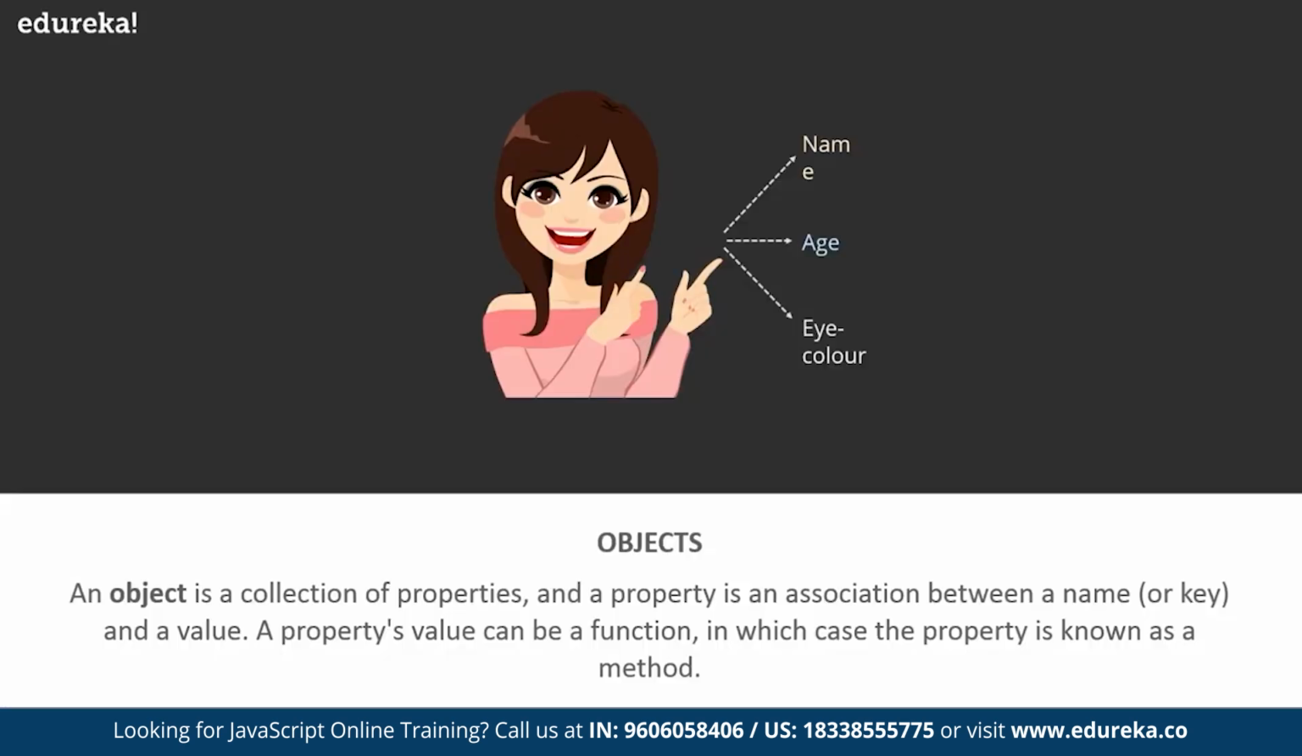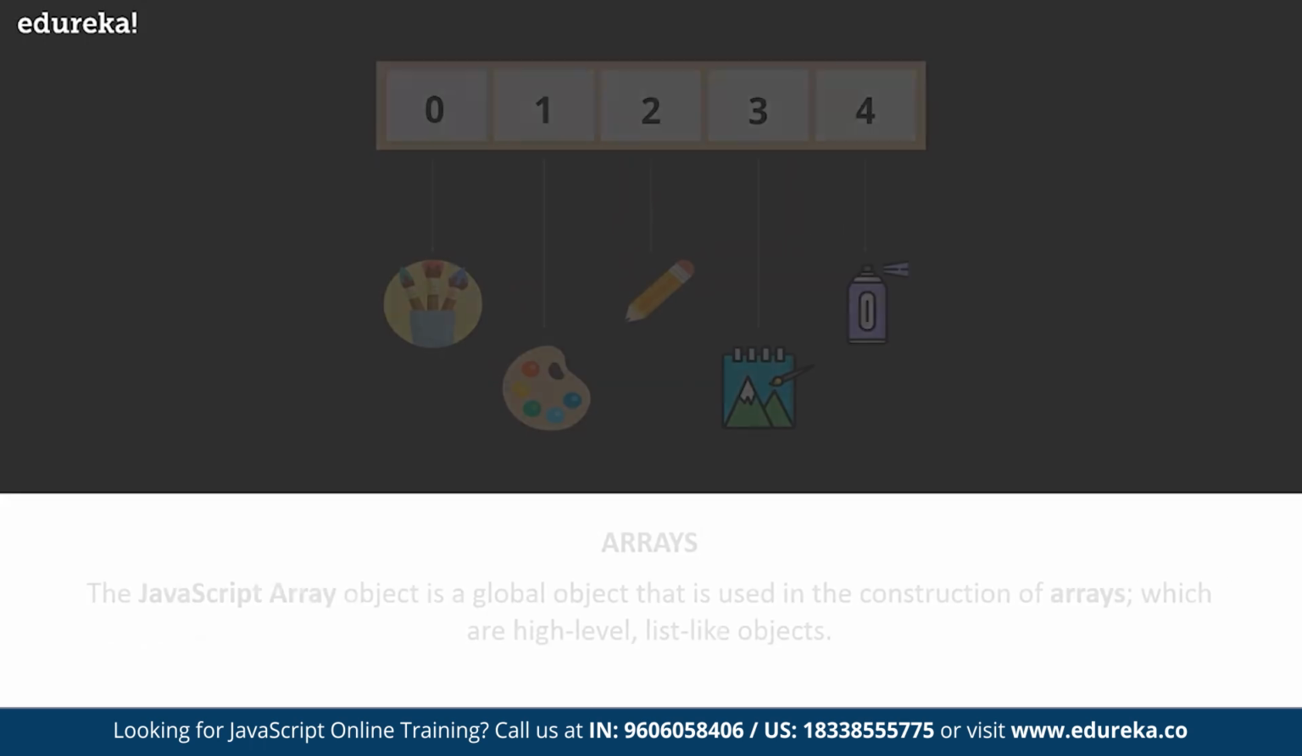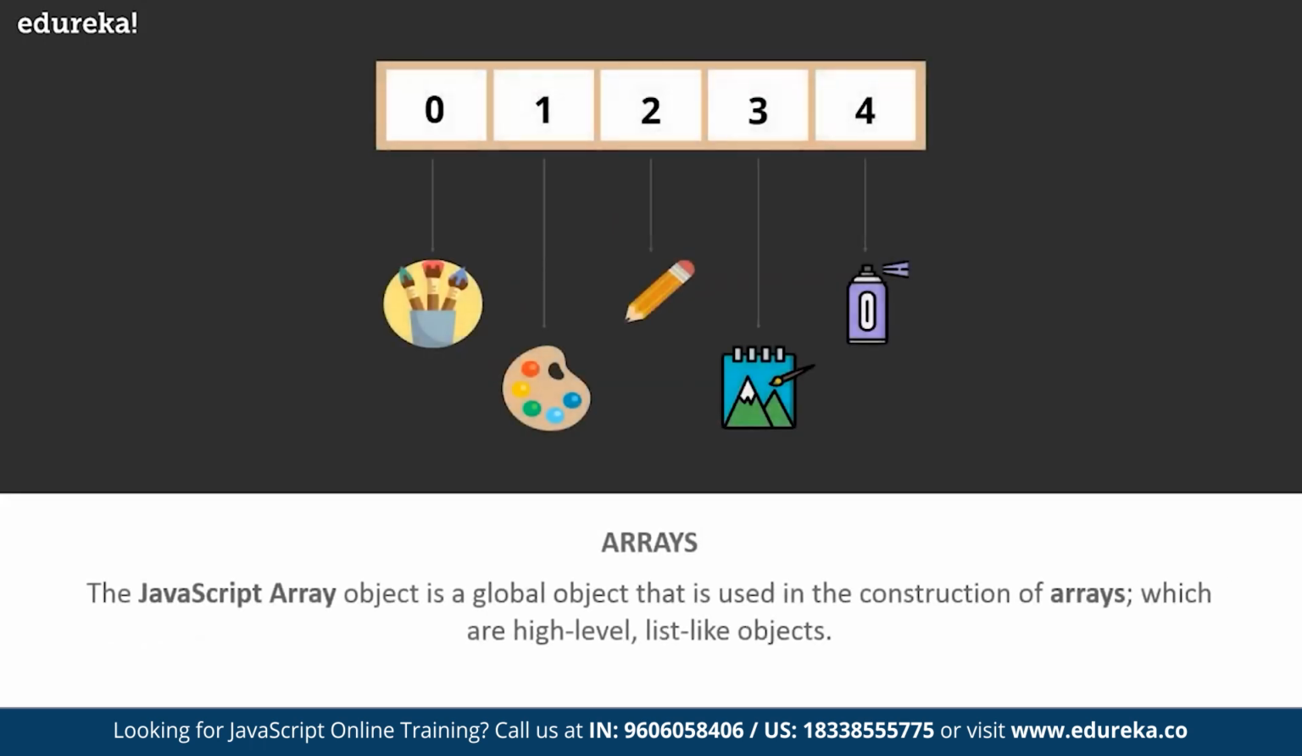Now that you have learned how to declare an object, let's move on and see what arrays are and how you can declare arrays in JavaScript. The JavaScript array object is a global object that is used in the construction of arrays, which are high-level list-like objects. In case you have a list of products in a shopping cart, or a list of colors, or a list of items used to make a painting, you will need to declare them with the help of arrays.